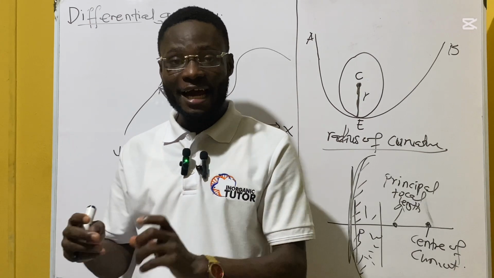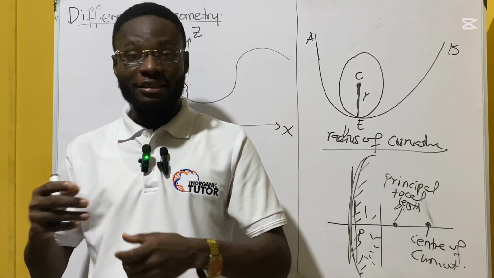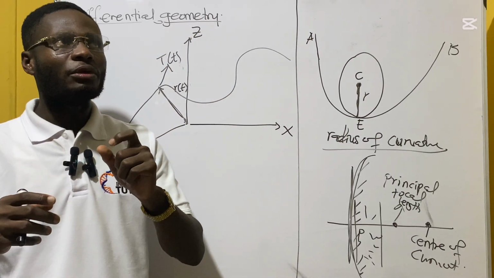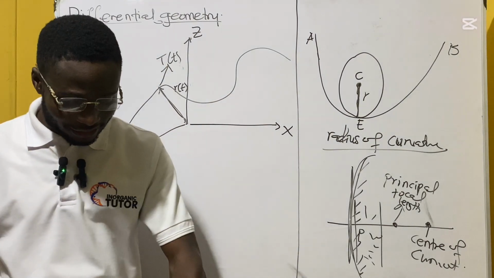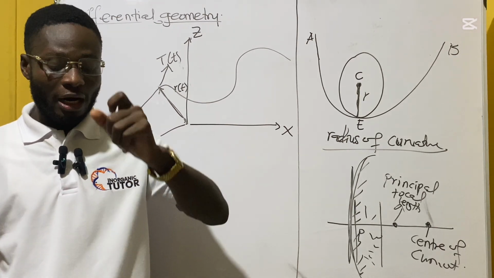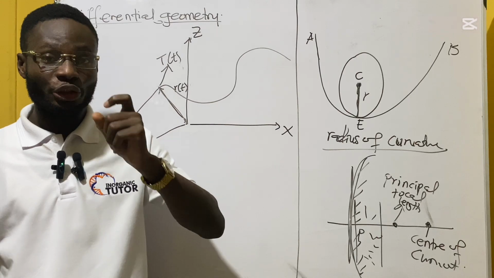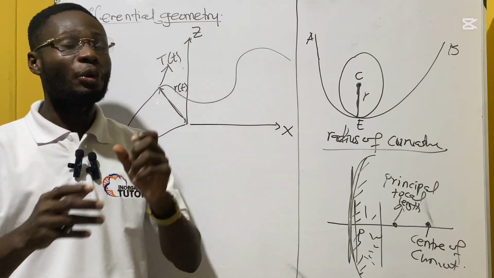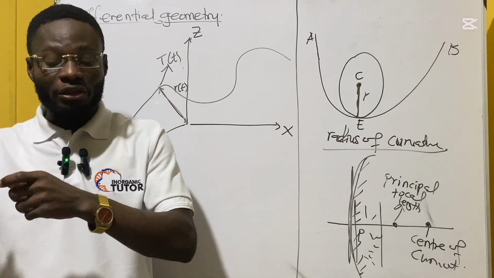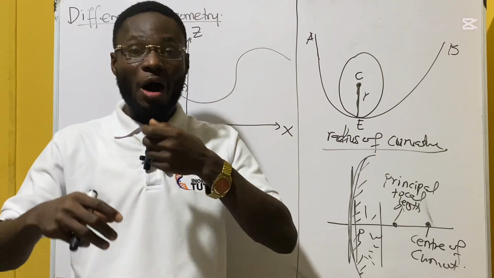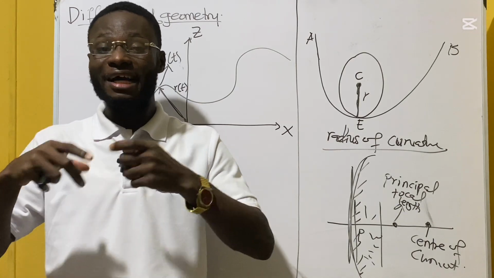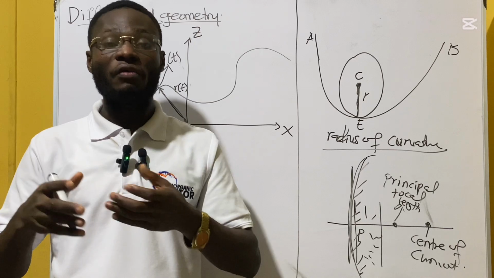And the key ideas include geodesics. Geodesics are the shortest path on surfaces. And we have what we call parallel transport. Parallel transport defines how vectors move on curves.